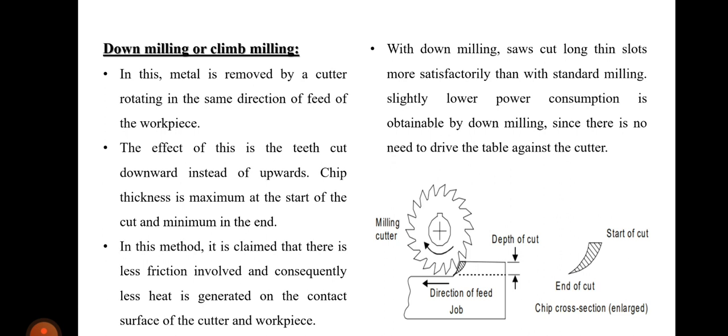With down milling, saws cut long thin slots more satisfactorily than with standard milling. Slightly lower power consumption is obtainable by down milling since there is no need to drive the table against the cutter, as the table and cutter are both moving in the same direction in the case of down milling operation.